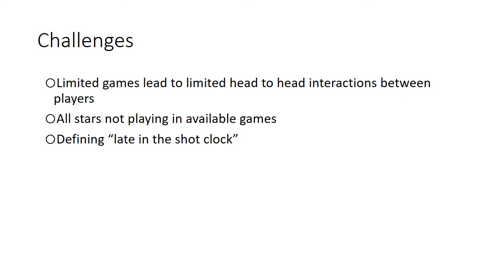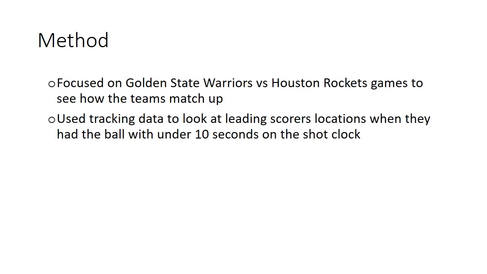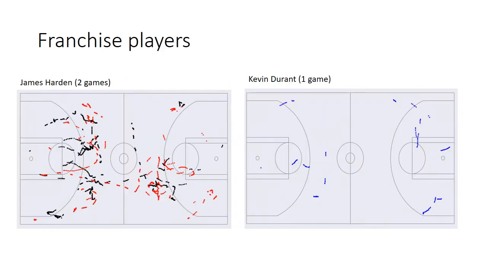And also thinking about how I wanted to define late in the shot clock. So you could look at something like 5 seconds, 8 seconds, 10 seconds. I ended up going with 10 seconds just because I feel like that's a natural fit, and also to increase the scope. So again, focusing on the Warriors and the Rockets game specifically because I wanted to look at those matchups, and then using the tracking data to figure out when those leading scorers had the ball with under 10 seconds left.